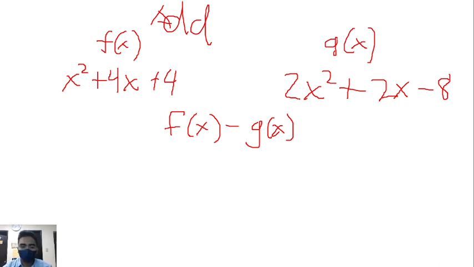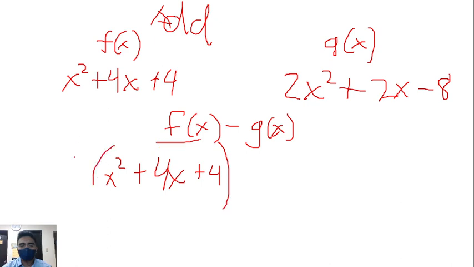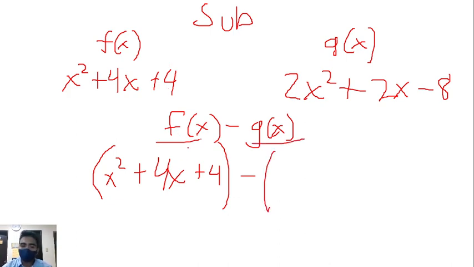For example, you have this given. So what is your f of x? What is the value of f of x? It's x squared plus 4x plus 4. This is your f of x, correct? Alright. Then what's your operation? It's subtraction. We are in subtraction already. Then what is your g of x? The value of your g of x is 2x squared plus 2x minus 8. Correct? Okay. So let's deal with this one already.